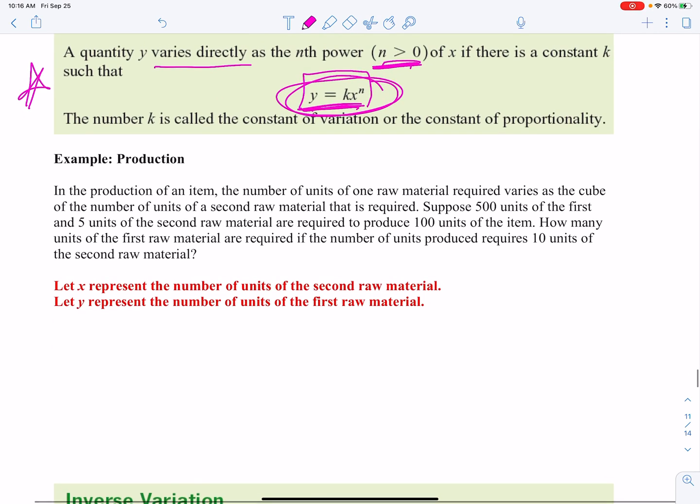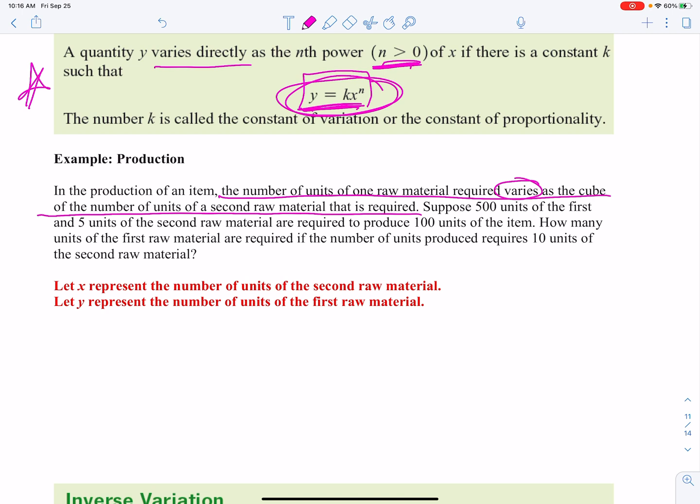All right, here we go. Example, production. In the production of an item, the number of units of one raw material required varies as the cube of the number of units of a second raw material that is required. So let's look at that first sentence first. We're going to use that first sentence and we're going to create the equation. Okay? So it says varies as the cube.